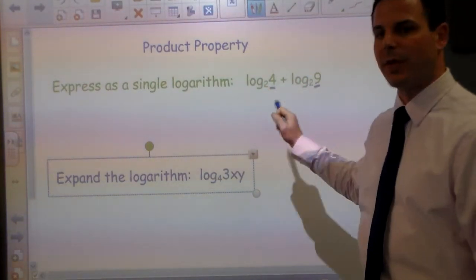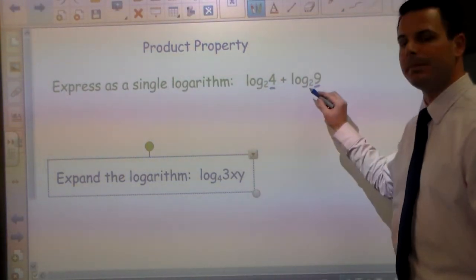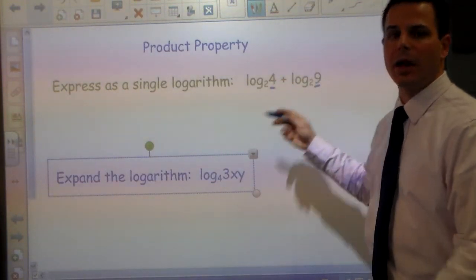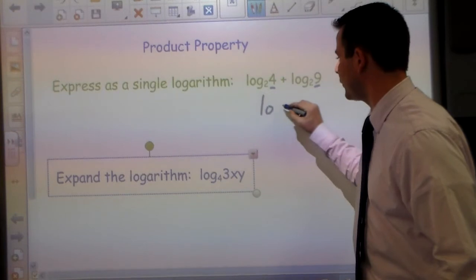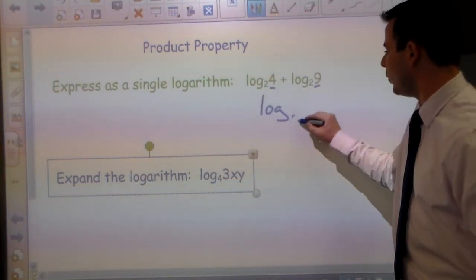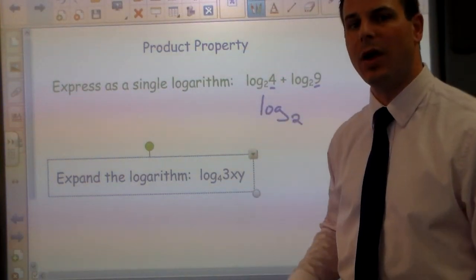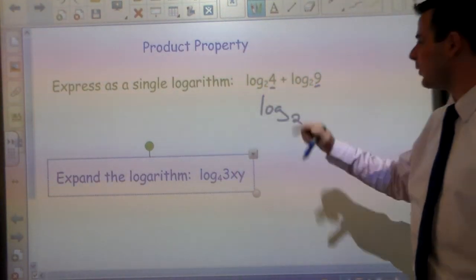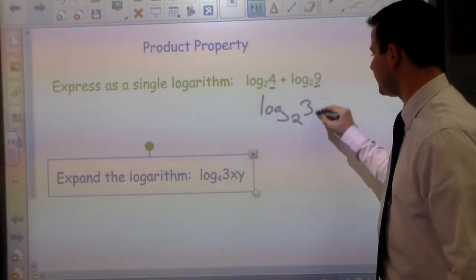Notice a couple of things about these logs. The bases are the same. So what this is saying is take the 4 and the 9 and multiply them together and put it in terms of one log. This is still log base 2. The base is not changing. Only the of portion changes for properties of logs. And 4 times 9 is 36.